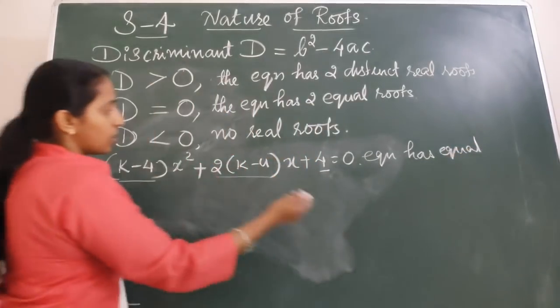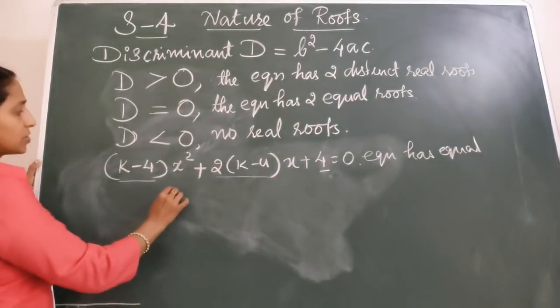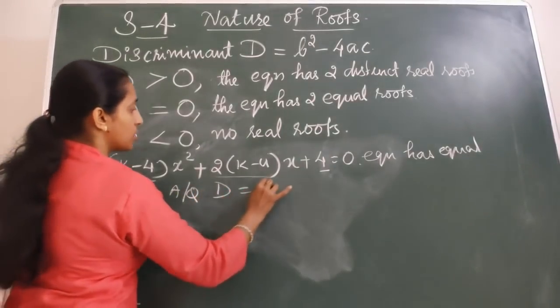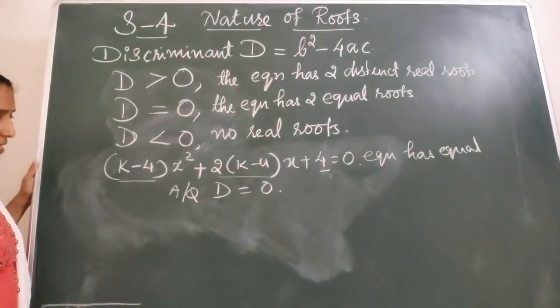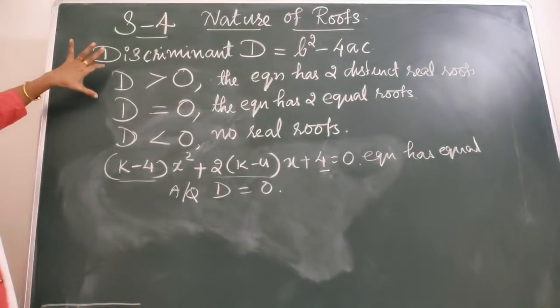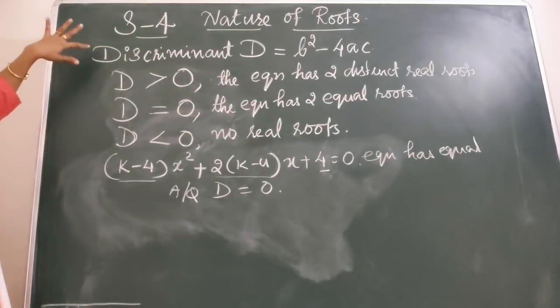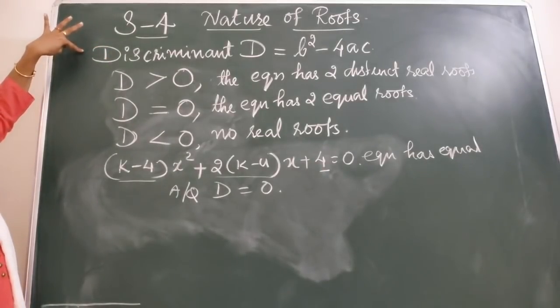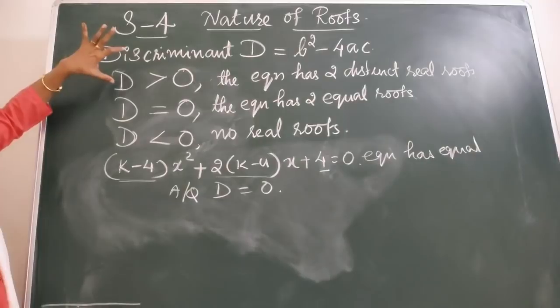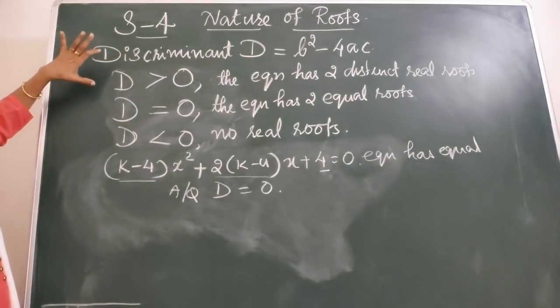Equal roots given means, according to the question, our D will be equal to 0. D will be equal to 0. Hope you have noted down these three concepts. Discriminant D equal to b square minus 4ac. If you have not noted it down, please note it in your copy.